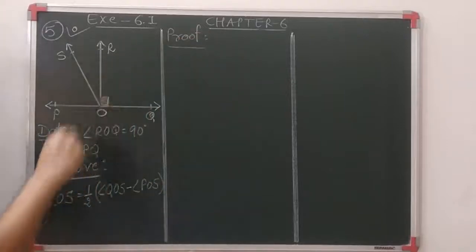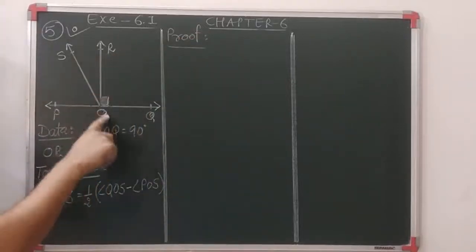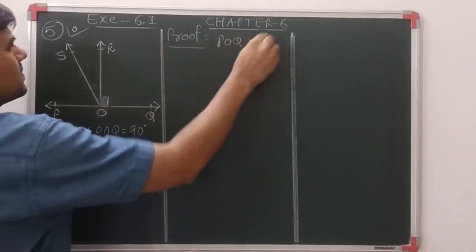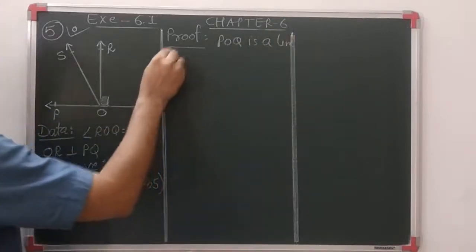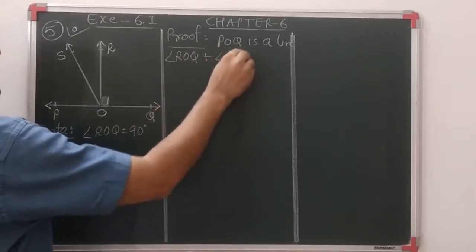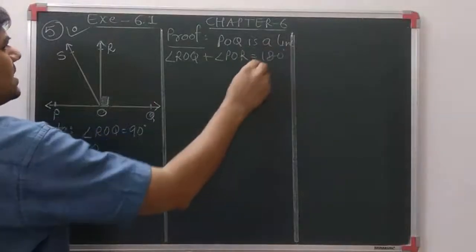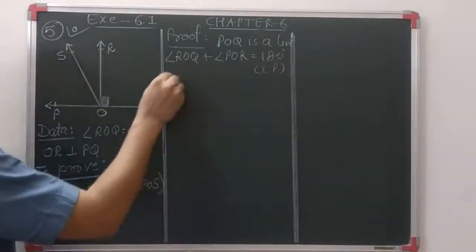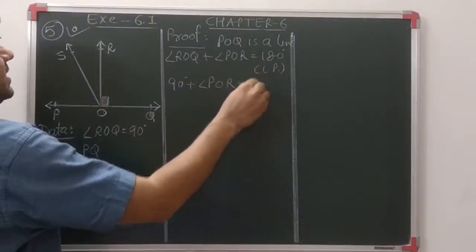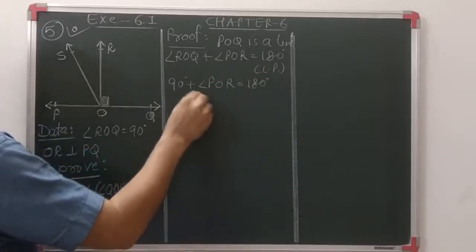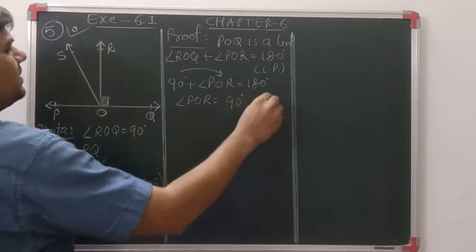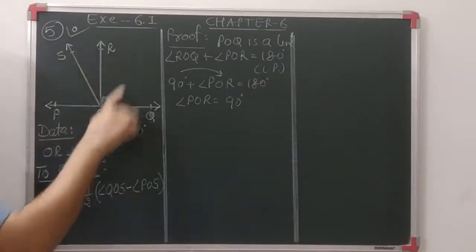Now look at this question: can we say that ROQ and ROP are forming a linear pair? As POQ is a line, we can say that ROQ plus POR is equal to 180 because they are forming a linear pair. As this angle is 90 degrees, so POR is also 90 degrees, because this 90 we will take to the right hand side. We'll utilize this POR.